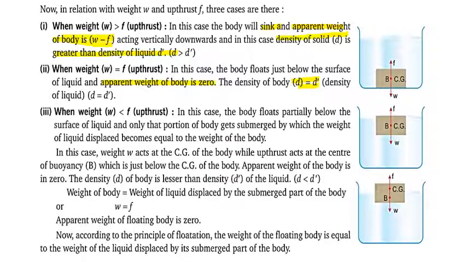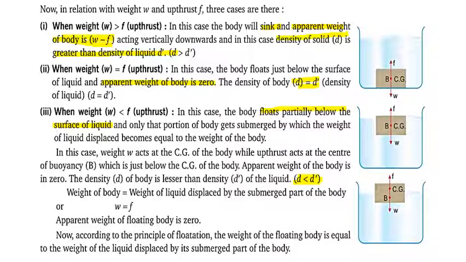And the third case is when weight is less than upthrust. In this case, the body will float partially below the surface of the liquid, as you can see in the third diagram. Partially below the liquid surface means some part of the body will be outside the liquid, some inside the liquid. Only that part of the body gets submerged for which the weight of the liquid displaced becomes equal to the weight of the body. Now understand this. In this case, the density of the body is less than the density of the liquid.